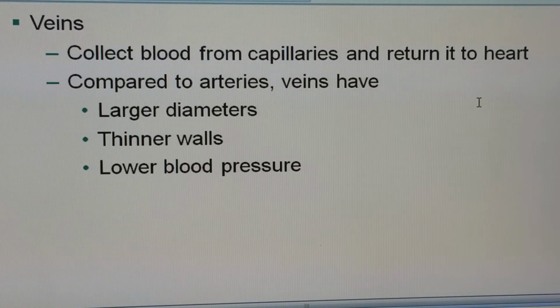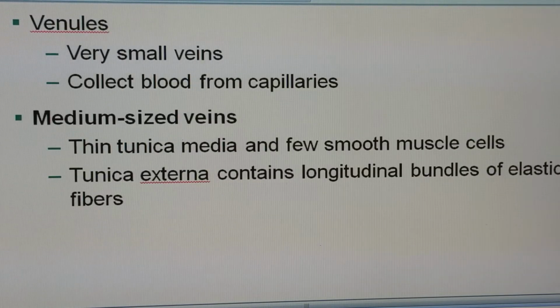Compared to arteries, the vein, well, let's see. I already did that, didn't I? I think so. Yep. Let's try this.